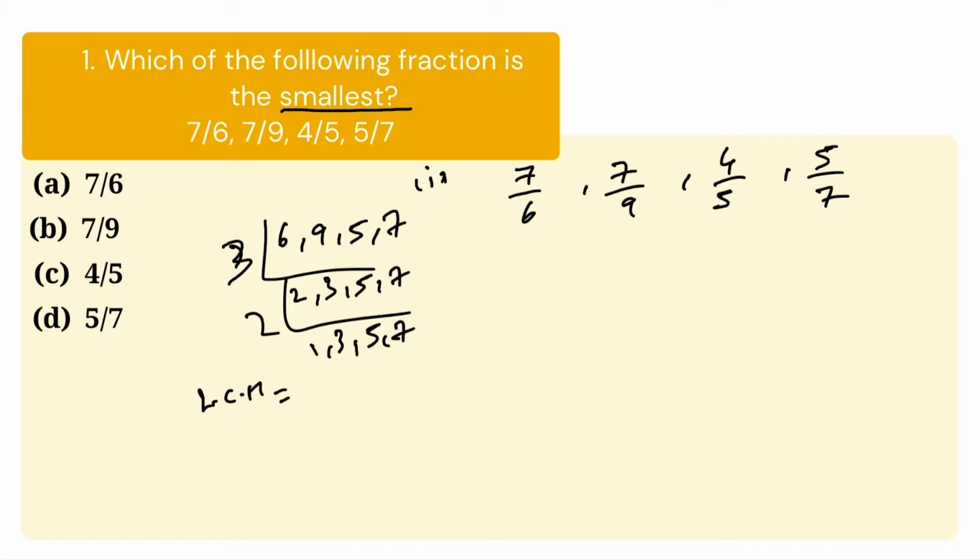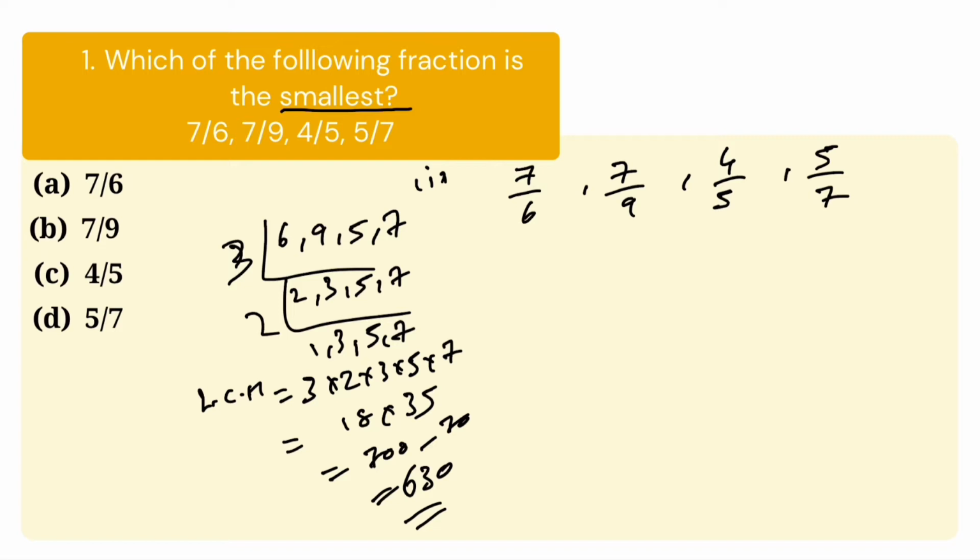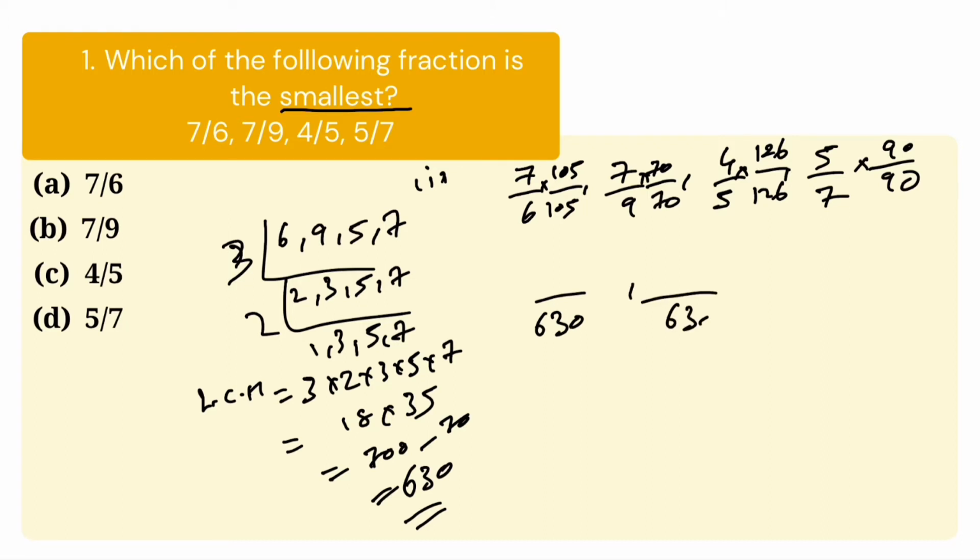And this LCM value is 3 into 2 into 3 into 5 into 7, which is equal to 18 into 35, that is 700 minus 70, which is equal to 630. So we have to make all the denominators 630, so we have to multiply by 105 here to make it 630. Here it is 70, here it is 126, here it is 90. So now all denominators have become the same, that is, 630 here, 630 here, 630 here, 630 here.